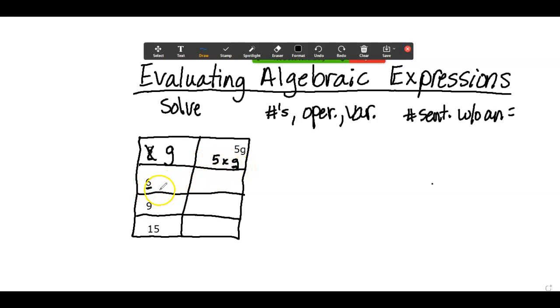So 5 times 6 is 30. 5 times 9 is 45. 5 times 15, I don't know off the top of my head, so I'm going to do that to the side. I know 5 times 5 is 25. 5 times 1 is 5, plus 2 is 7. So that's 75.